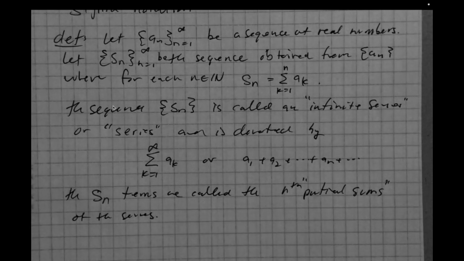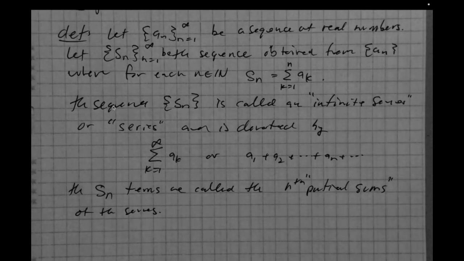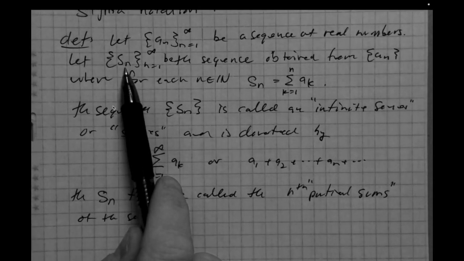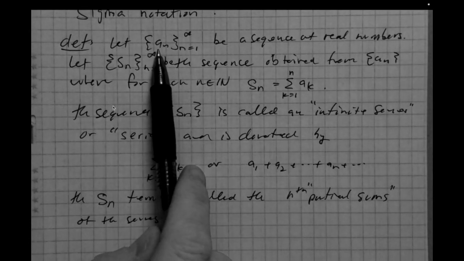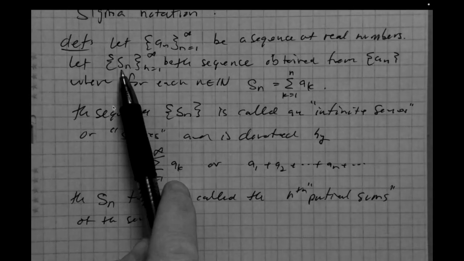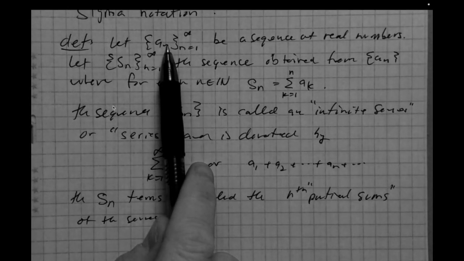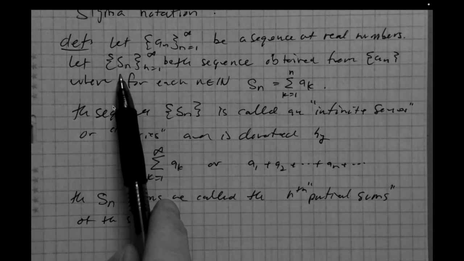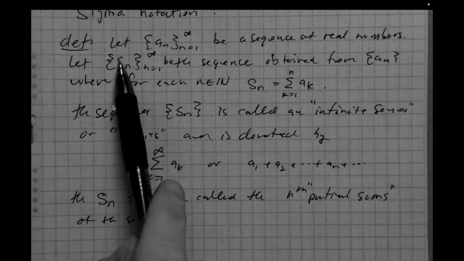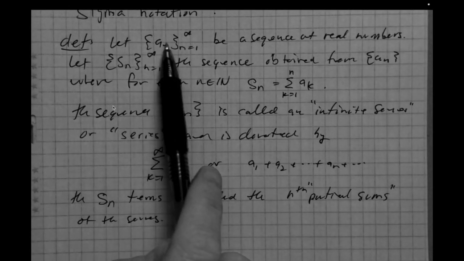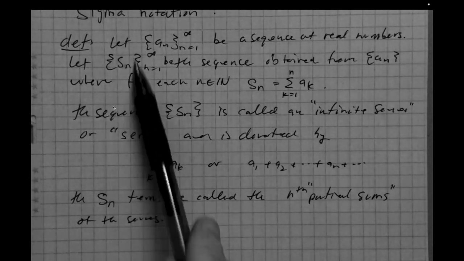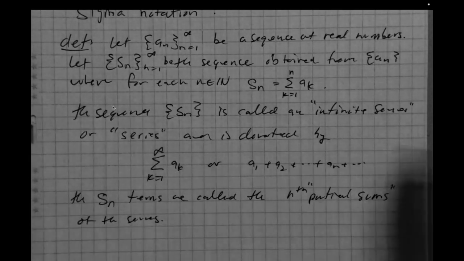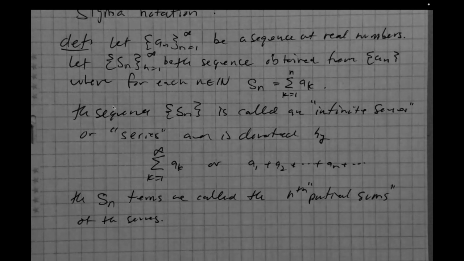And a sub n is also called the nth term of the series. If you think about it, s1 is just a1. s2 is a1 plus a2. s3 is a1 plus a2 plus a3, and so on. So these are the nth partial sums of the terms of this sequence. And then this sequence together is called an infinite series, or just a series.